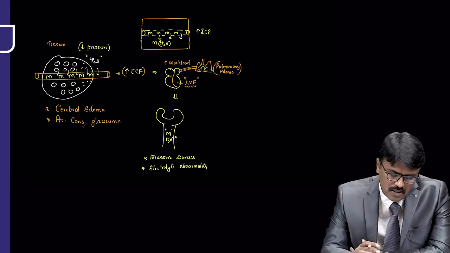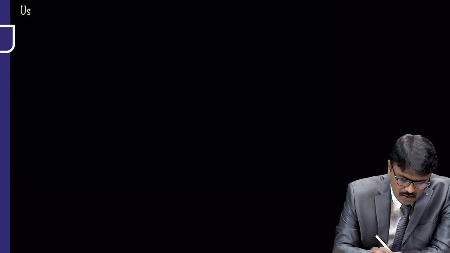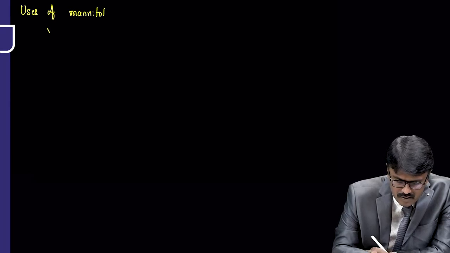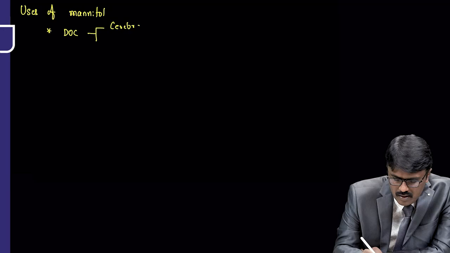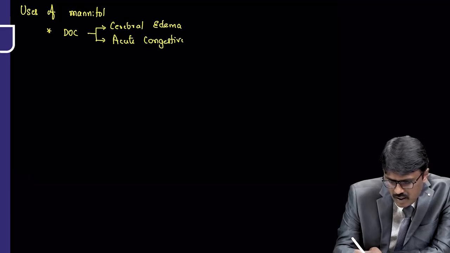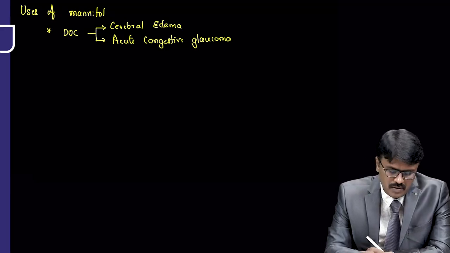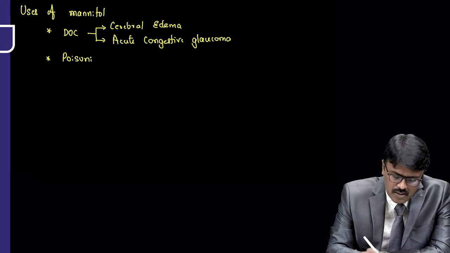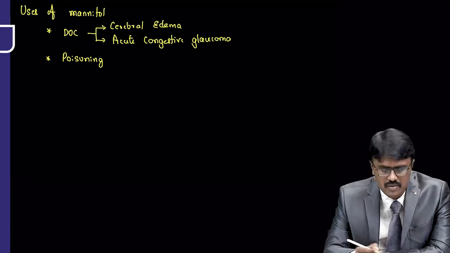Now let me summarize the uses here. What are the uses of mannitol? Mannitol is the drug of choice for two conditions: cerebral edema. Second one is acute congestive glaucoma. So two places it is a drug of choice. Number two, it is also used in poisoning. Why is it used in poisoning? So that you can eliminate the poison easily by diuresis.